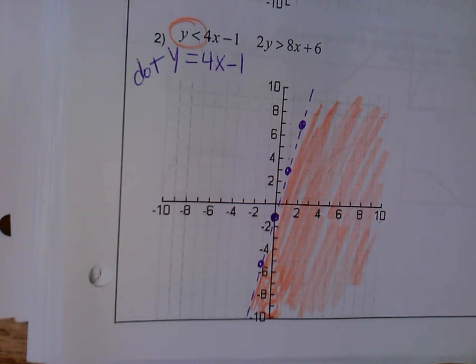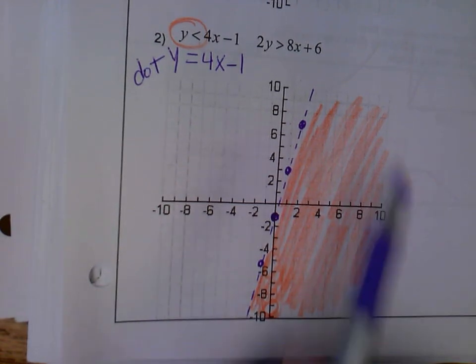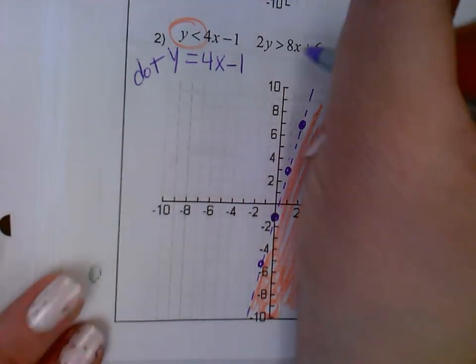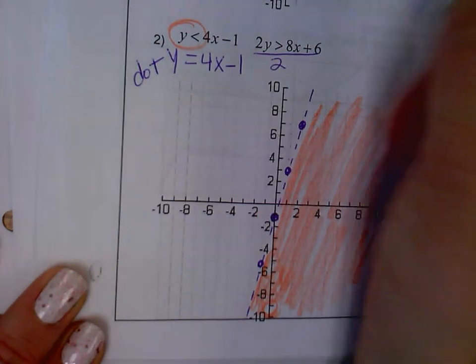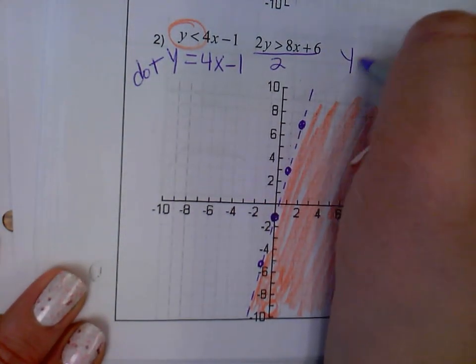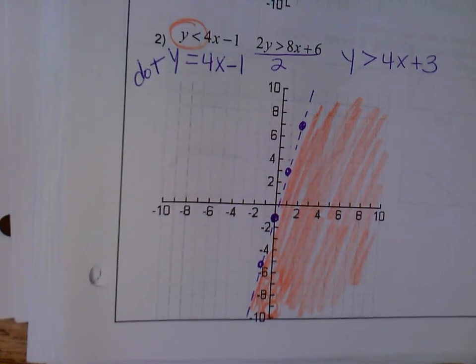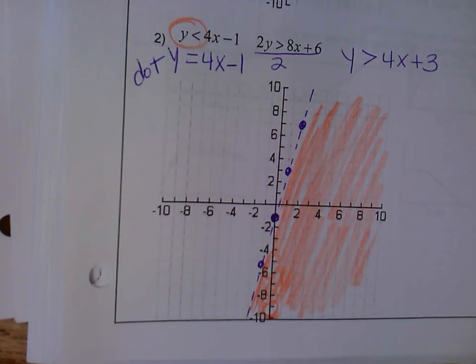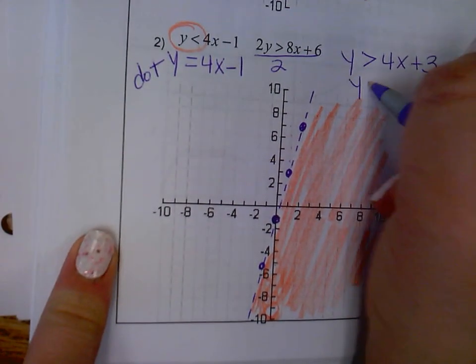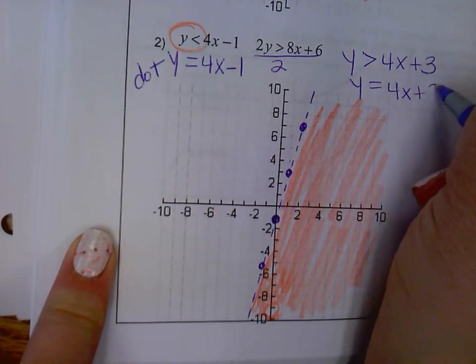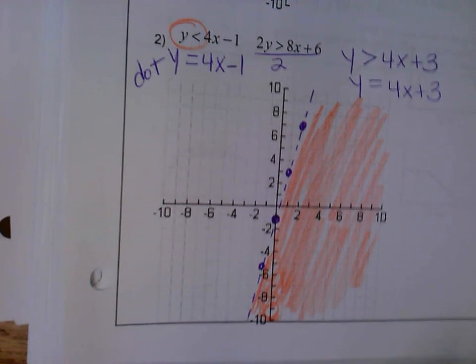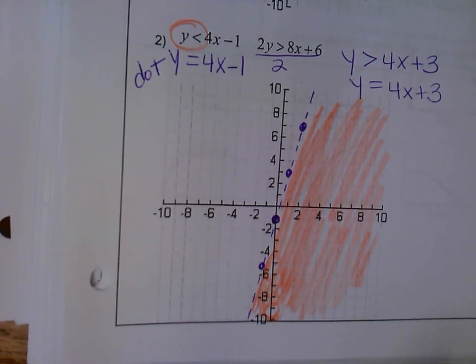All right, what do I have to do on the second equation? Divide through by 2. And I don't have to change the sign. Y is greater than 4x plus 3. Do you notice anything about these two equations? They have the same slope. So let's see how that affects our graph.